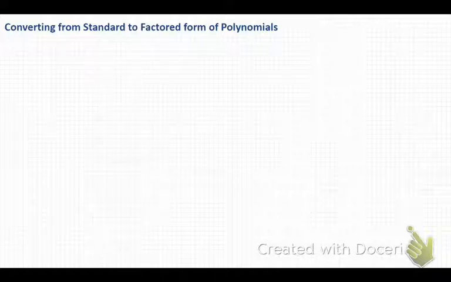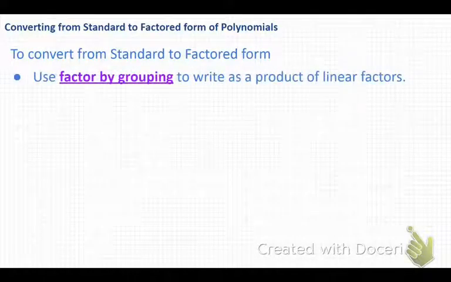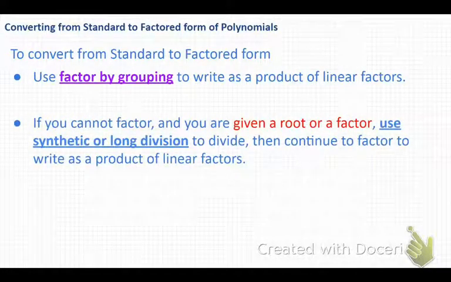So here are the steps to what we did. You don't have to write them down word for word. You can paraphrase them. But here is what we did. So first, we factored by grouping to write as a product of linear factors. So remember, that just means factor. Then, if we couldn't factor, we were given some other information, either a root, a zero, a solution, an x-intercept, a factor, anything like that.